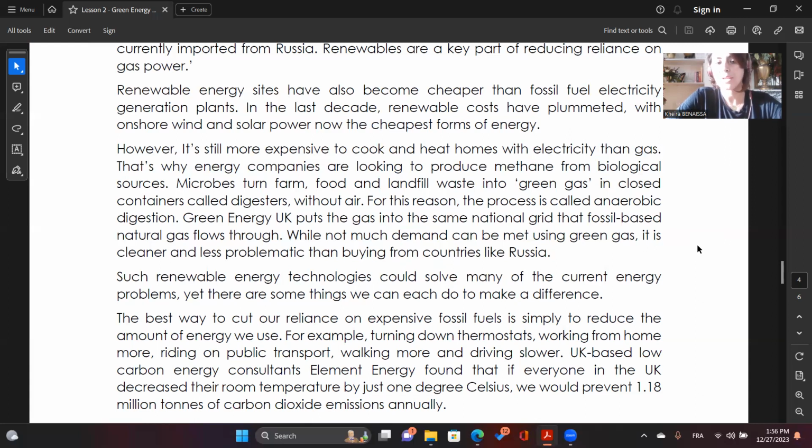Green Energy UK puts the gas into the same national grid that fossil-based natural gas flows through. While not much demand can be met using green gas, it is cleaner and less problematic than buying from countries like Russia.